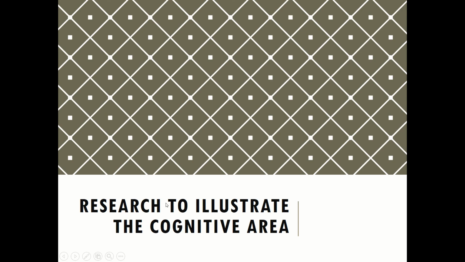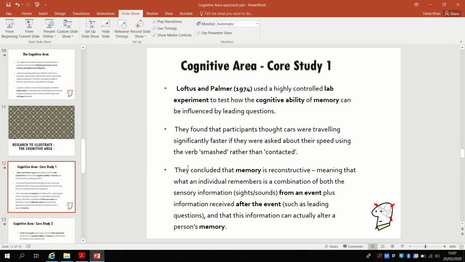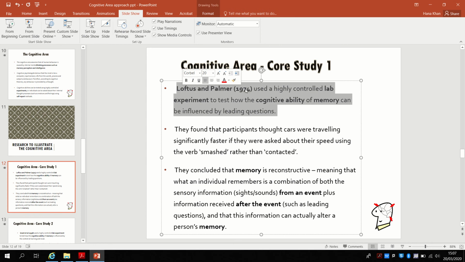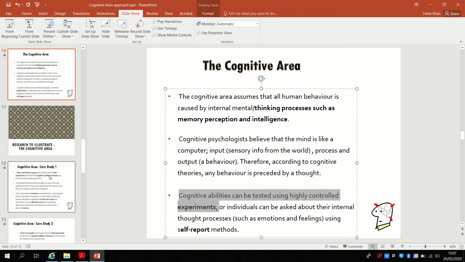Now, when looking at research to illustrate the cognitive area, the two pieces of research we're looking at are Loftus and Palmer and Grant, okay? So we've got to look at how Loftus and Palmer links to the cognitive area. Now, a little bit of information to help you out here is Loftus and Palmer use a highly controlled lab experiment to test how cognitive abilities of memory can be influenced by leading questions. Now, this one actually links to the assumption that we have to test it through highly controlled experiments.